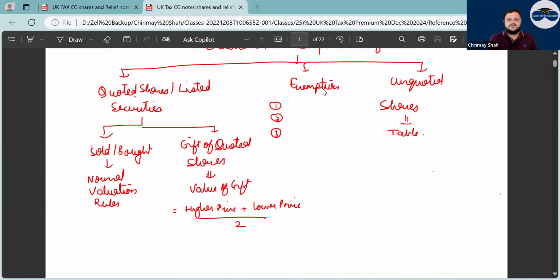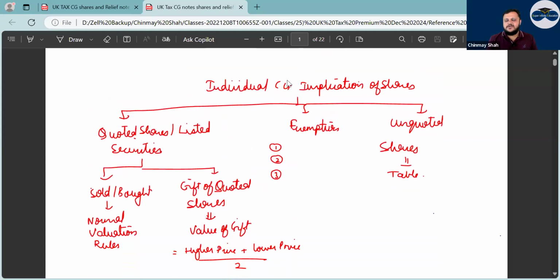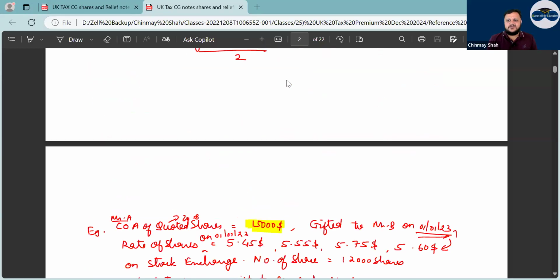Yes, individual CG implication of shares, correct? If it is quoted shares or listed securities, correct? If sold abroad, normal valuation rules, but if gifted, then what you'll do? Higher price plus lower price by 2. You have exemptions, correct? 1 or 2, 3 exemptions on shares, correct? Qualifying corporate bonds are there, right? Those are not very ISA, we've discussed this, correct?